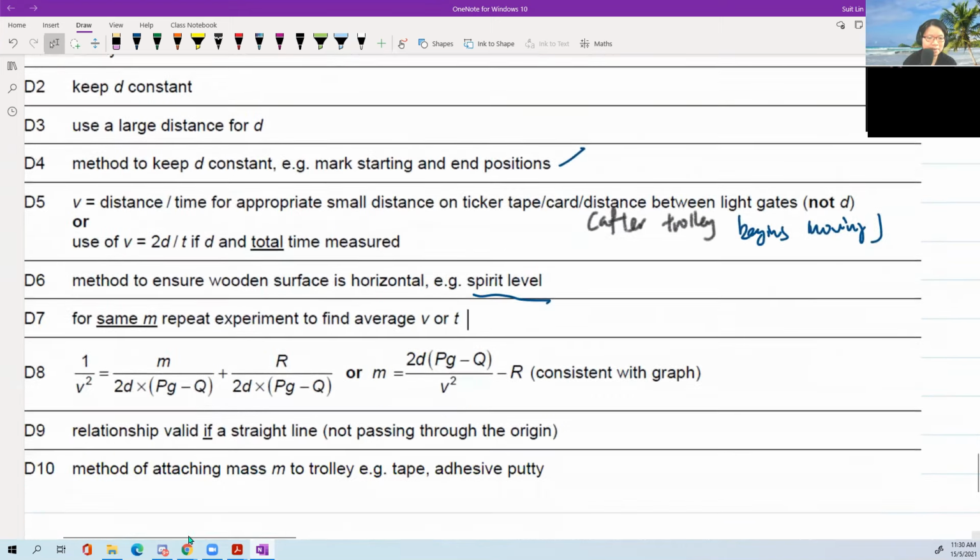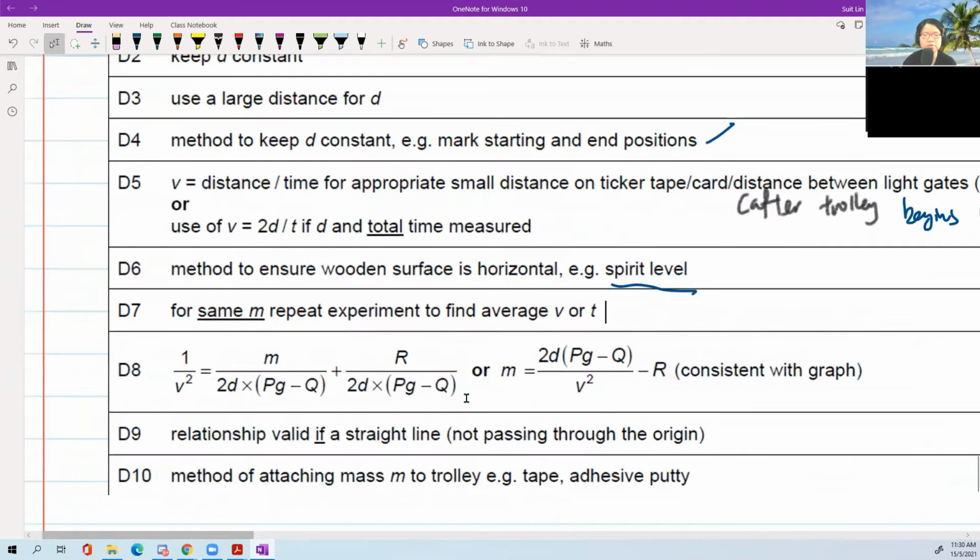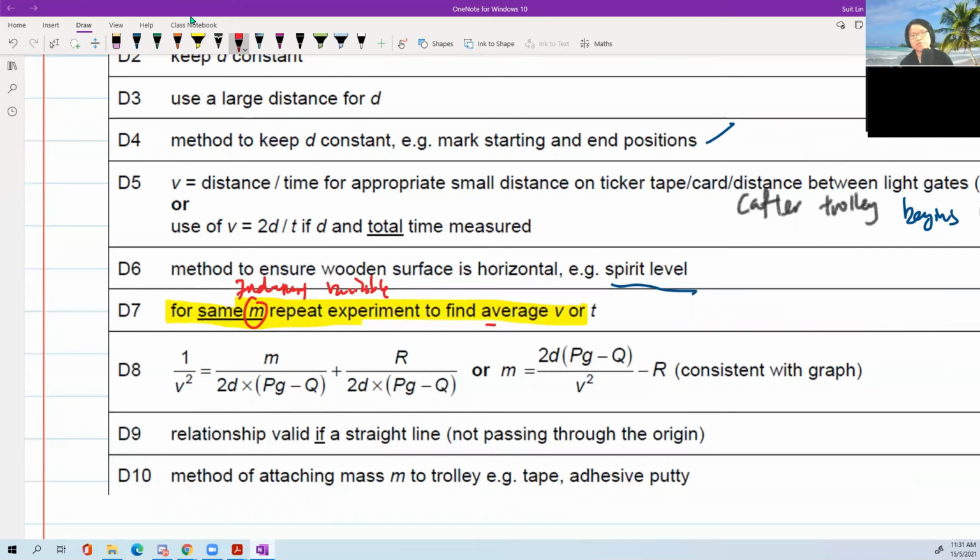For the same mass, repeat the experiment to find the average of V. This one, every question can write, but your sentence must look like this: for the same independent variable, repeat the experiment to find the average dependent variable. So you must change it depending on the experiment.